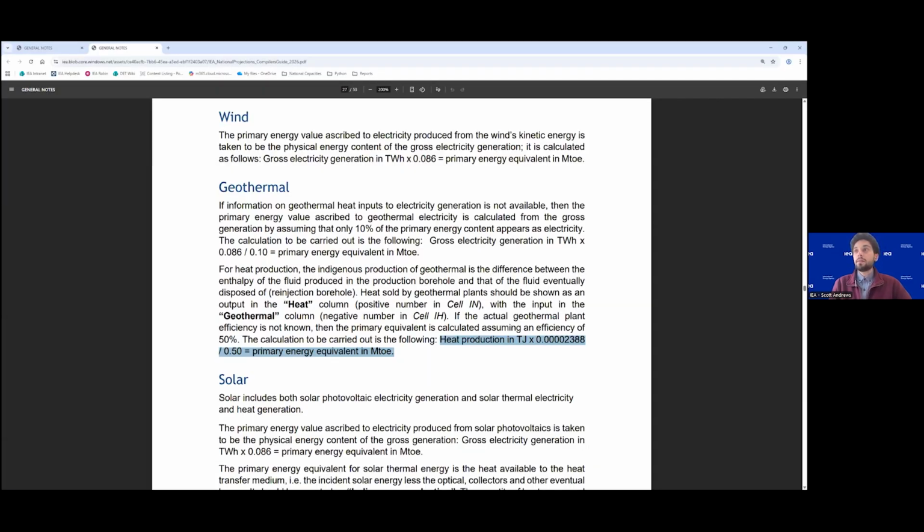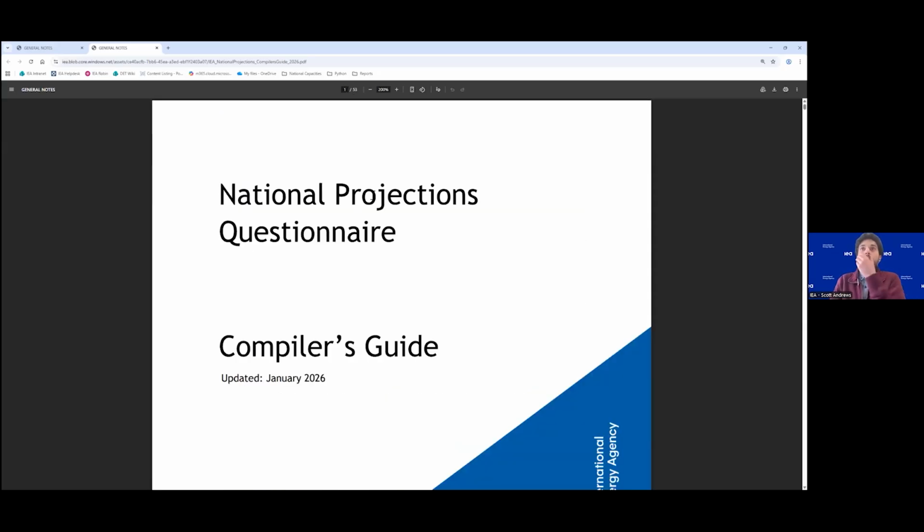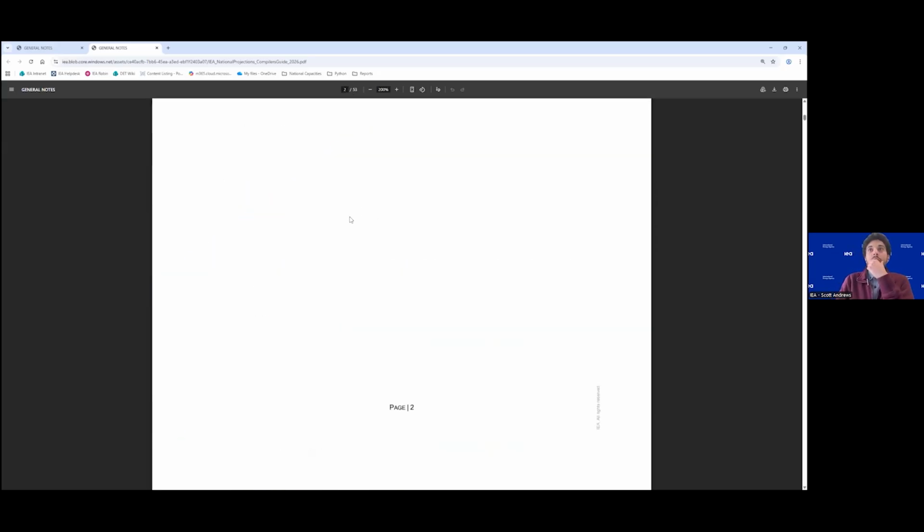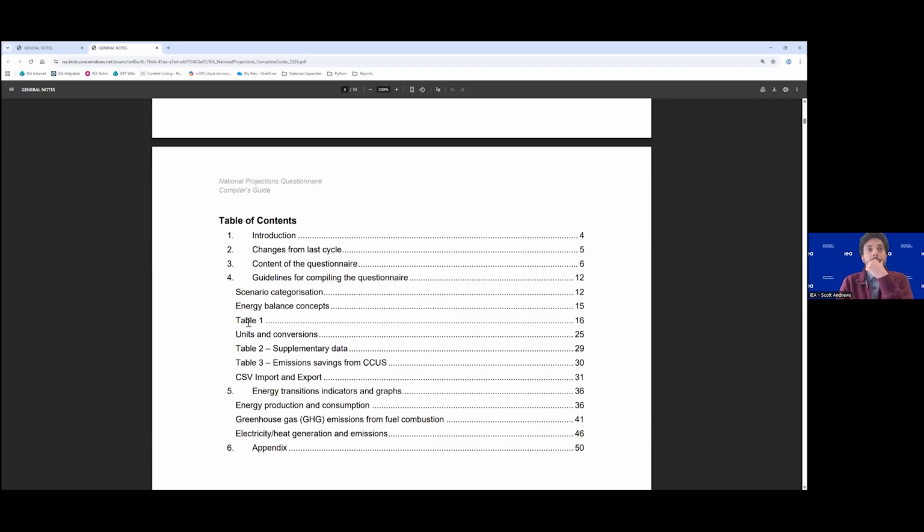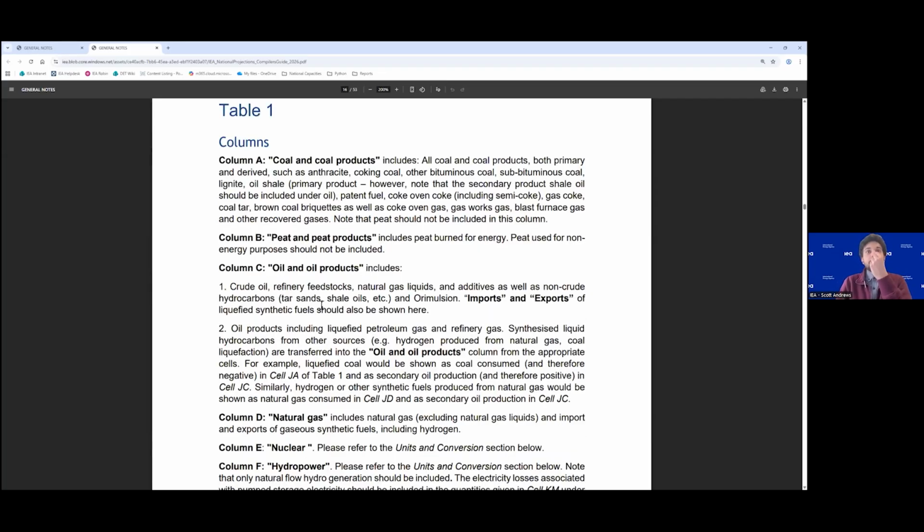okay, there we go. I'm at the top. Bear with me, I'm just going to go all the way to the beginning again. So I'm now looking at energy balances. I'm going to go to table 1. And in my case, I know that when you're talking about synthetic fuels, in the main balance, that is going to go under oil and oil products. So I have that here. So oil products, including liquefied petroleum gas, and so on.